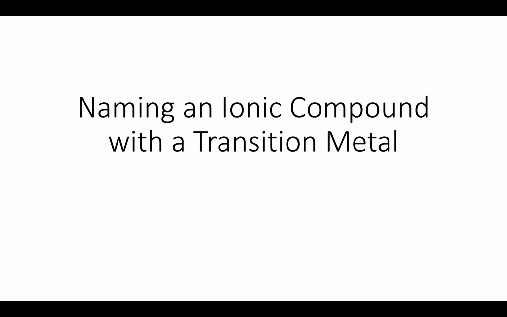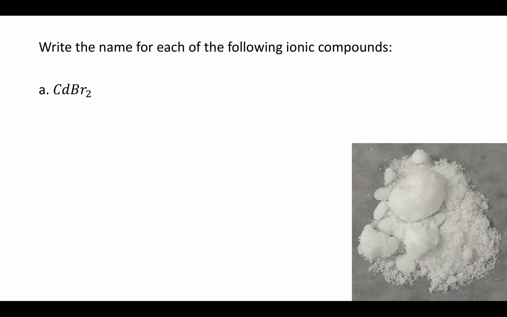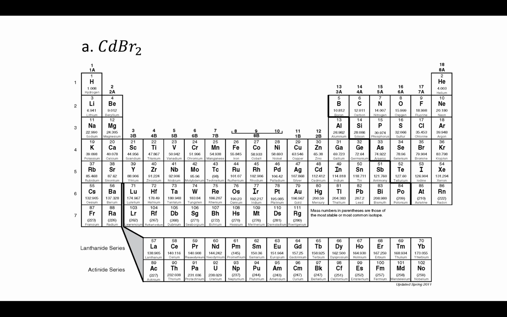Naming an ionic compound with a transition metal. So the question here says, write the name for each of the following ionic compounds. Let's start with CdBr2, the white powder at the bottom right here. First, let's make sure that it's an ionic compound.